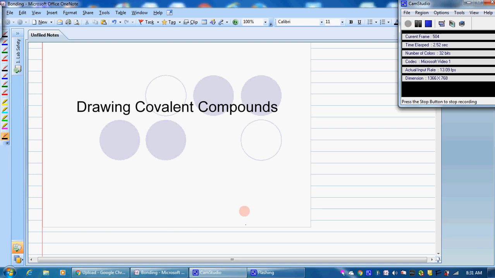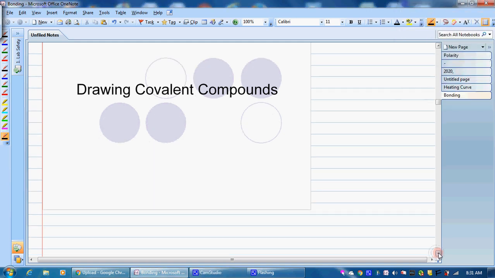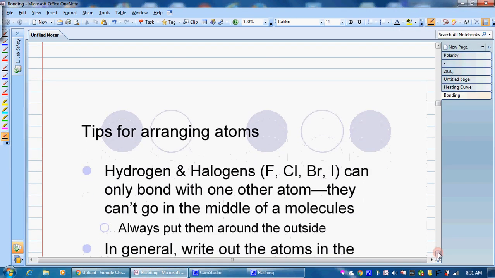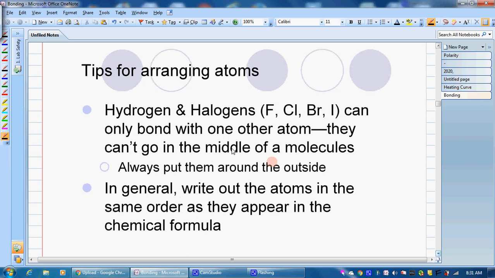Covalent bonding is a little more detailed than ionic bonding. Ionic bonding was pretty simple, as we just showed the transfer of electrons to get our charge equal to 0. Here for covalent, there's a lot more we have to remember.